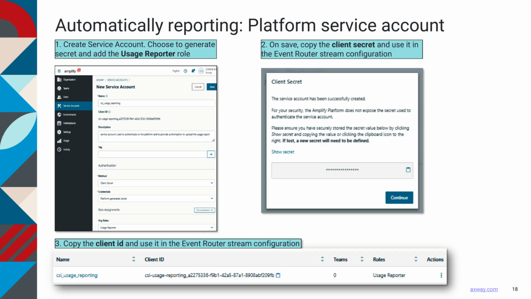If you implement the automatic upload, you need an Amplify service account. From the service account, you require the client ID and client secret to authenticate and authorize on the platform automatically. In this picture, you can see the service account, CFT_usage_reporting.